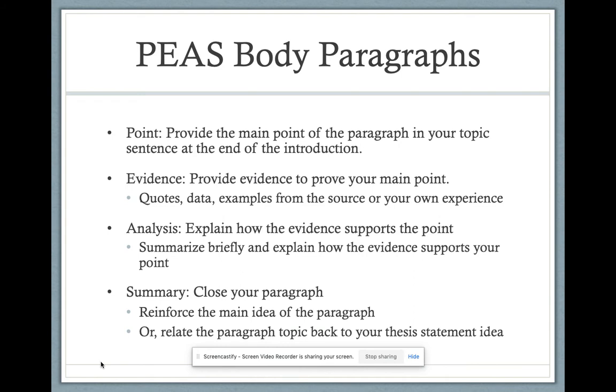We're going to continue developing our skills with using the strategy of P's body paragraphs. P's is the mnemonic to help remind us of the parts of a body paragraph. So this isn't the intro or the conclusion, but these are the paragraphs showing up in the middle, or the body, of your paper. The P part of P's is point, and that's the main point of your paragraph. That's found in your topic sentence, ideally the first sentence at the beginning of your body paragraph.